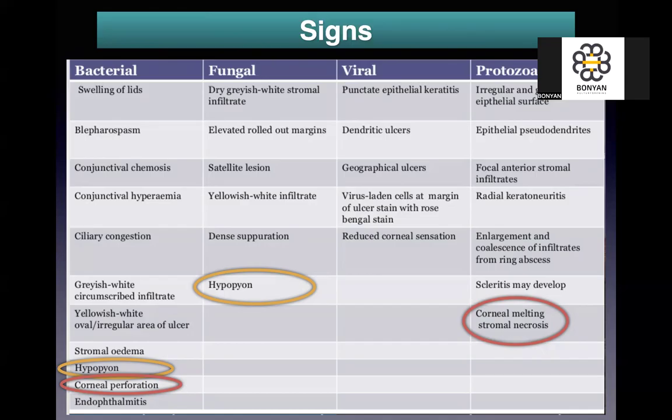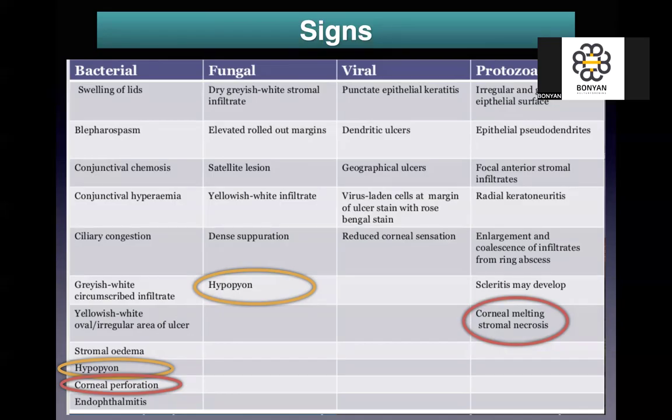In viral keratitis, it starts with punctate epithelial keratitis, punctate epithelial erosions, and the pathognomonic and characteristic sign is the dendritic ulcer, and I will show you in the coming photos, which may be disseminated to become a geographical ulcer if misdiagnosed or mistreated. And it's stained with fluorescein and rose bengal stains. In protozoal, one of the signs.